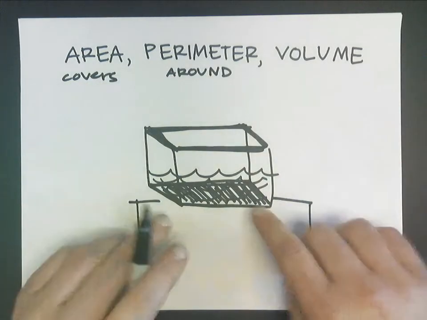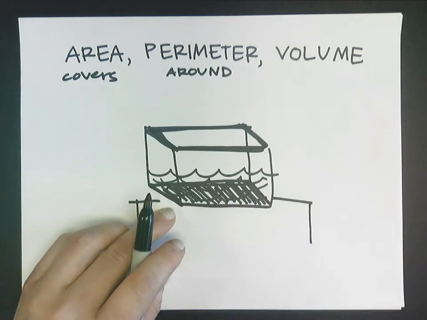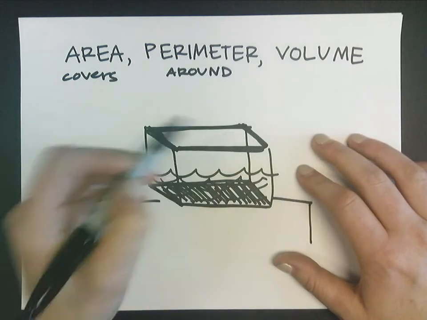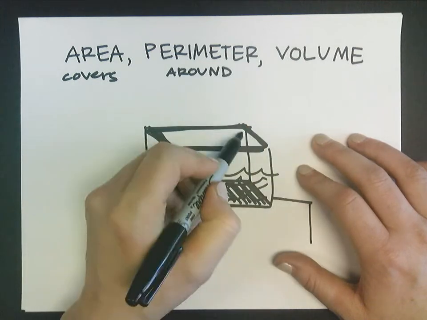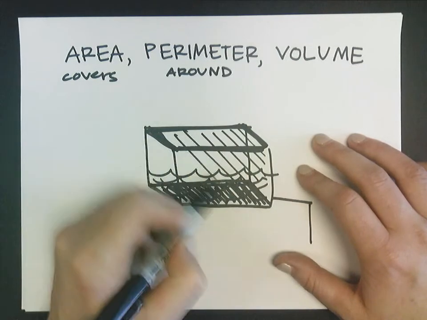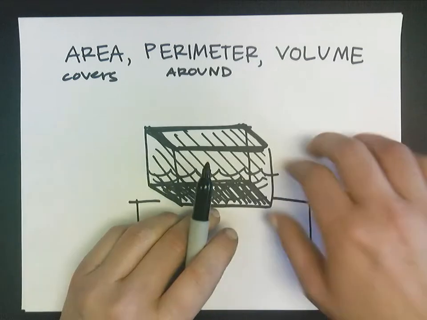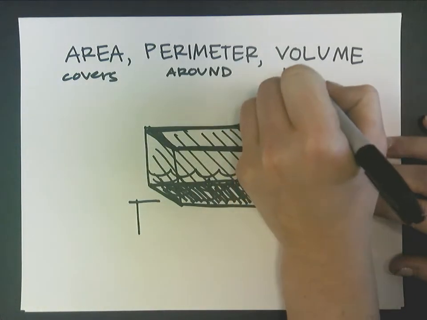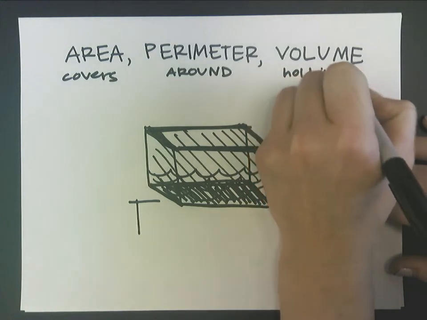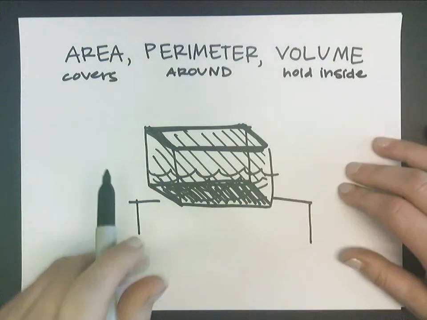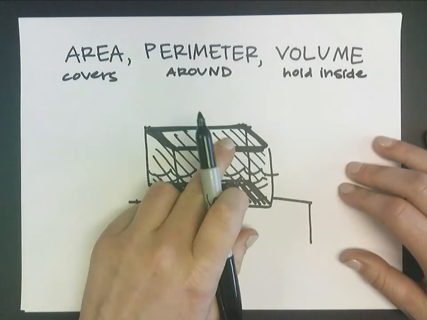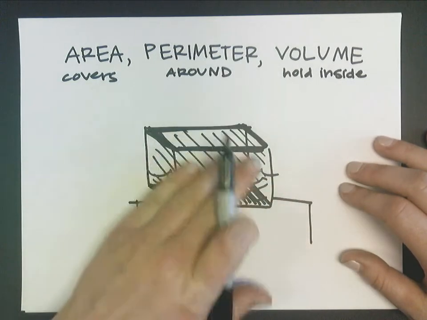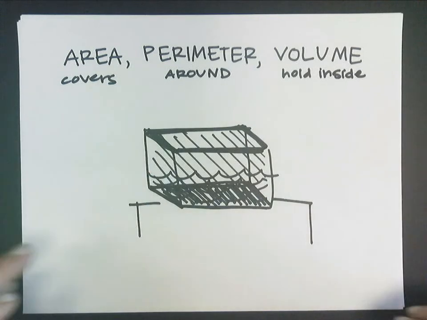The last thing you can measure if you were measuring a fish tank is the volume, and that is how much this can hold. So that would be if you fill this whole thing entirely with water, all water, how much could this fish tank hold inside? And we're going to talk about the different times when you might need to measure the perimeter around something, the area, how much space it will cover, or the volume, how much it can hold inside the whole object.